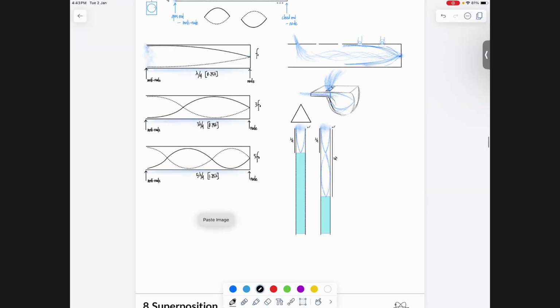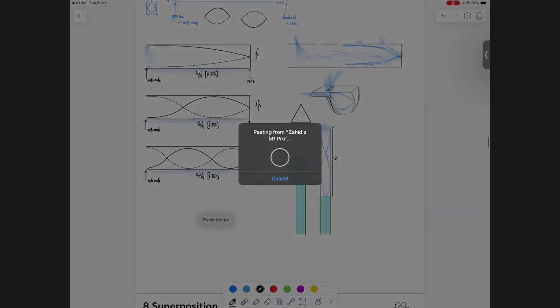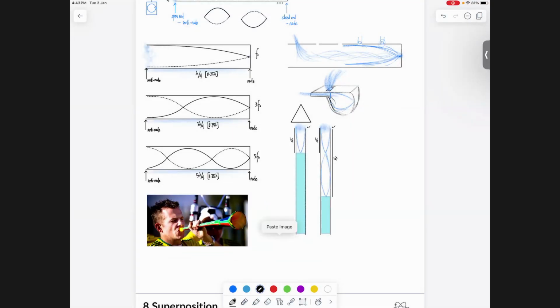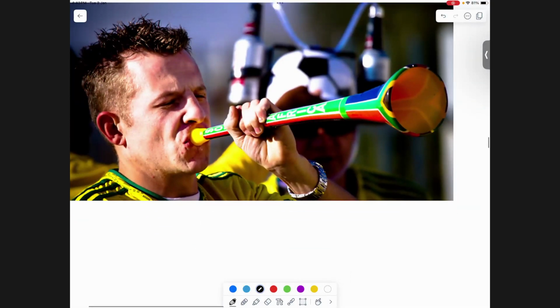Yeah, this is your vuvuzela. That's the vuvuzela, okay? I can play the sound for you. It's a very annoying noise.